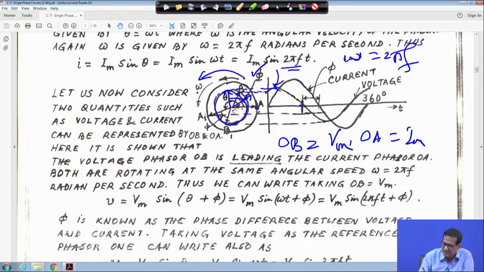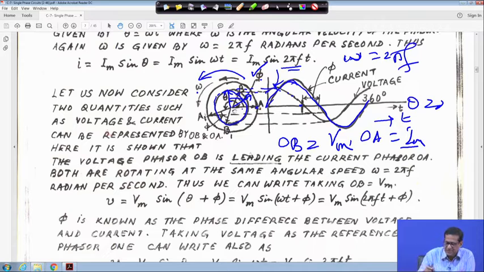Similarly, OA is the Im we have taken. At this point theta is equal to 0, right. So the current wave will start from this point, and it will be sinusoidal; the voltage is also sinusoidal. But at theta equal to 0, the current waveform will start from here, because the position is here, and the voltage will start from somewhere here, right. This way the sinusoidal voltage and current waveforms are both generated, but the angle between the two remains the same.